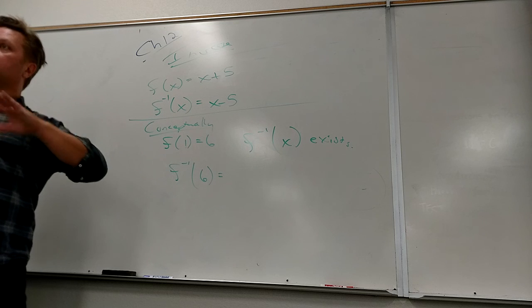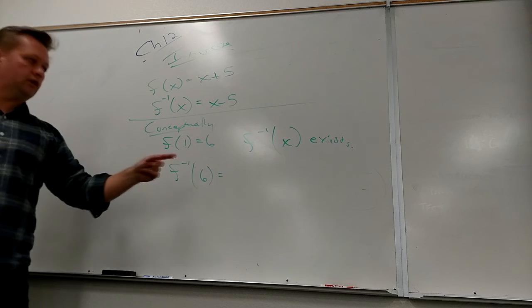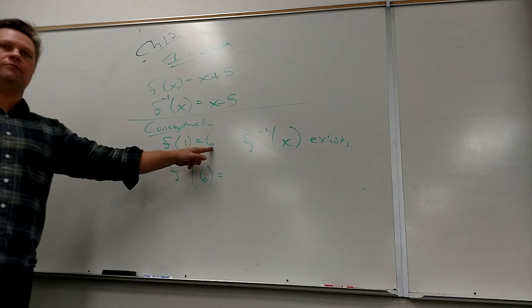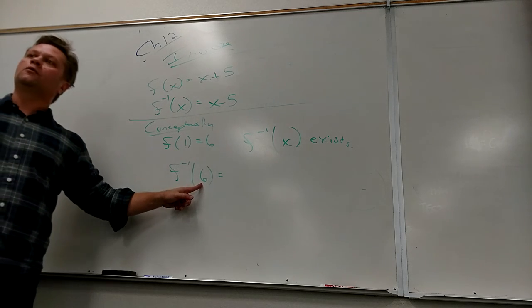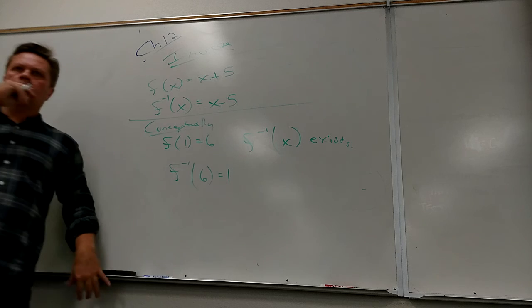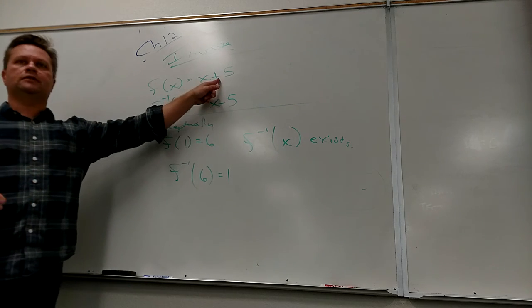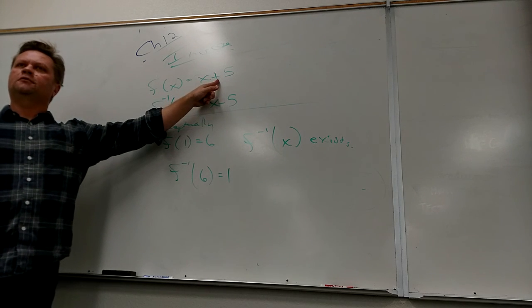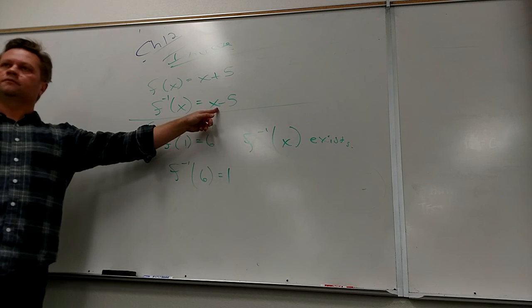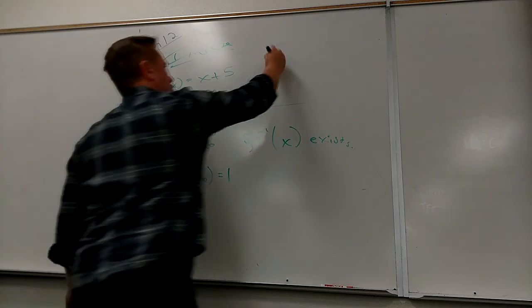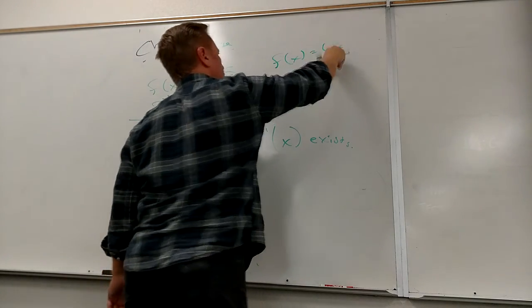It should bring it back. It should undo what was done to it. f did something to 1 and made it become 6. So f inverse should take 6 and make it become 1 again. Let's think about it. What if it was this? Watch. Here's the inverse function, right? What do you get when you put a 6 in? 1.